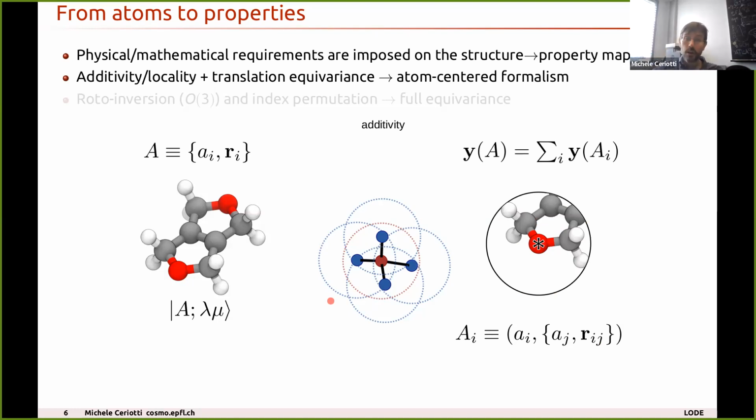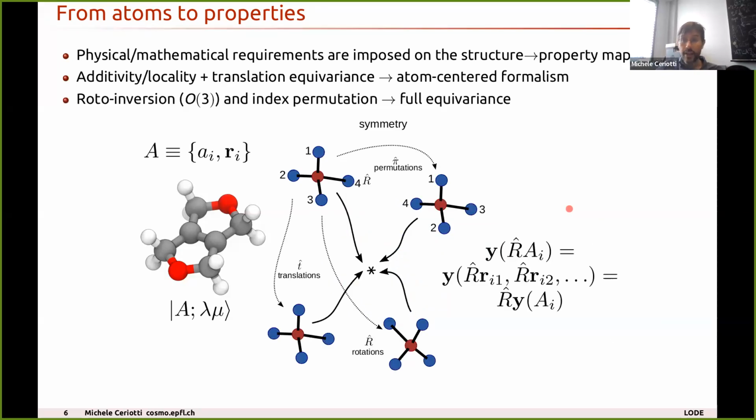So these physical requirements have an impact on the functional form that you use to describe your model. For example, if you want to incorporate additivity and locality in your model, you will typically write the property Y of a structure A in terms of a sum of the properties of atom-centered environments. So basically, we don't try to describe Y as a function of the coordinates of all the atoms, but we write an ansatz in which properties are decomposed into a sum of atomic contributions, and each atomic contribution only depends on a finite number of atoms centered on the atom I.